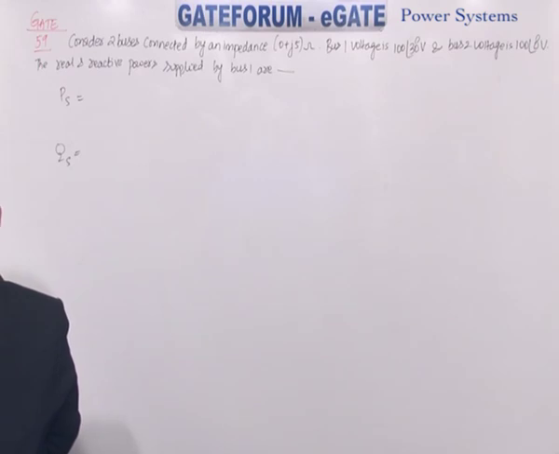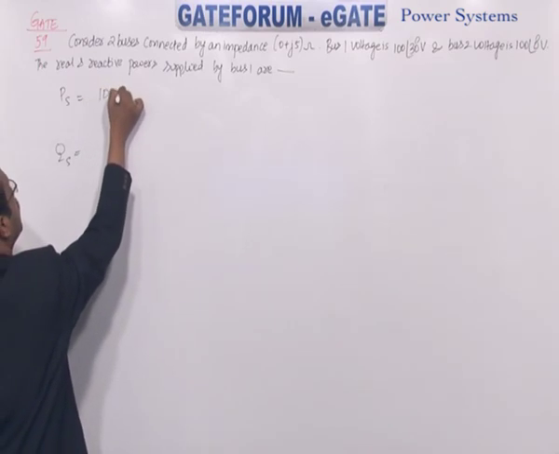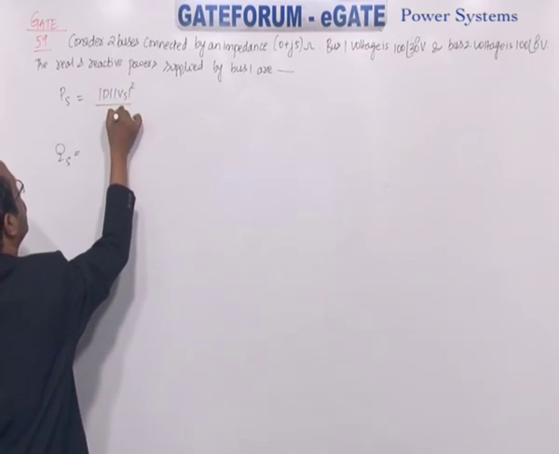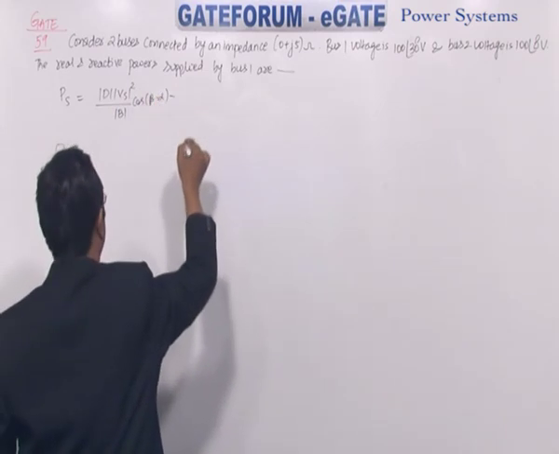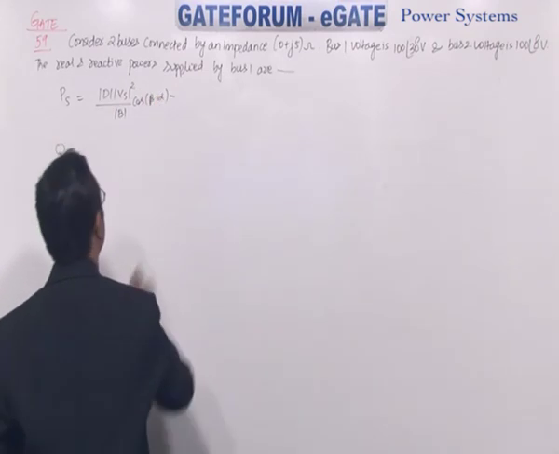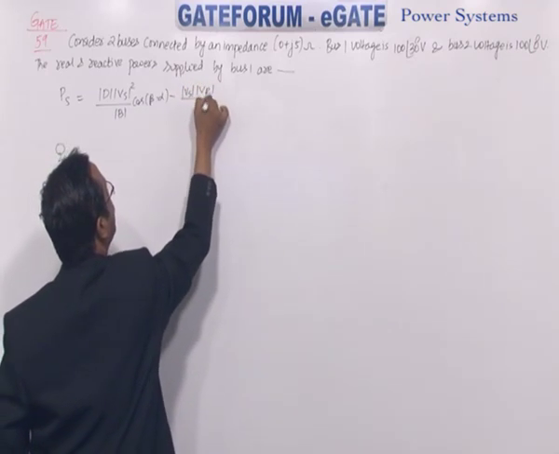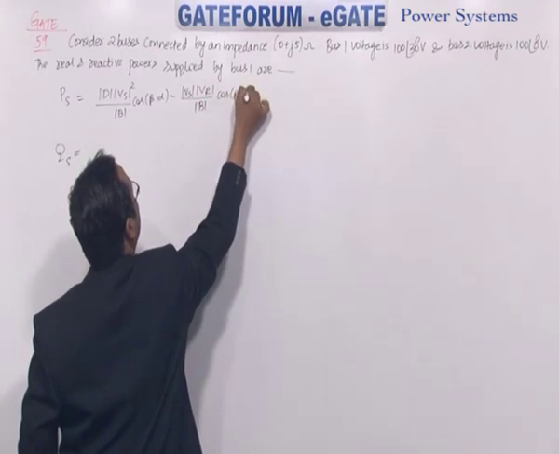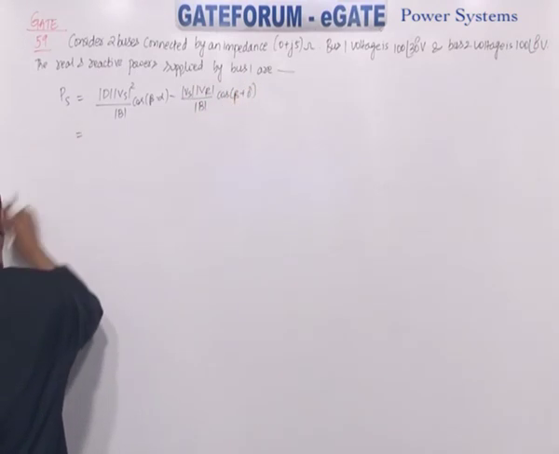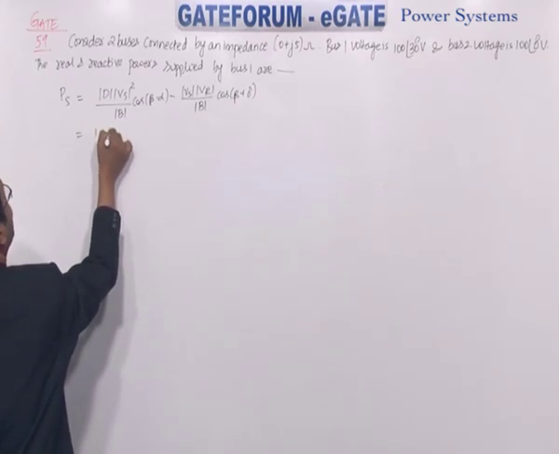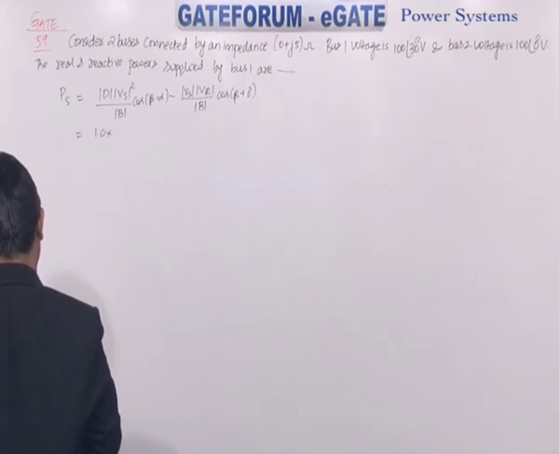Anyway, we have derived this one. How much here? PS equals D Vs square by B cos(beta minus alpha) minus Vs Vr by B cos(beta plus delta). And what is the value of D here? 1. ABCD mentioned, by default you write the values.